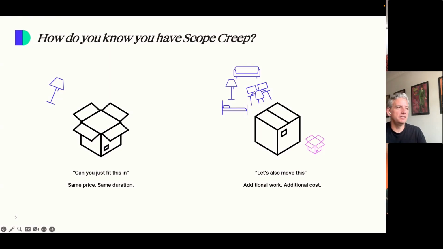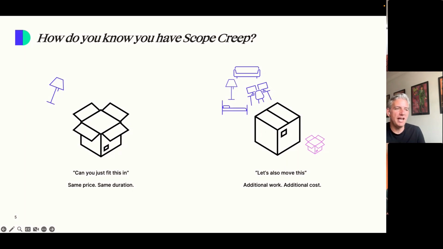We think about scope creep as like a removalist and someone who's moving house, with the removalist being the provider and the person who's moving being the buyer. So think about this: the removalist arrives at the property at the agreed price and time. The boxes are filled with all the items, and there's a lamp at the end.